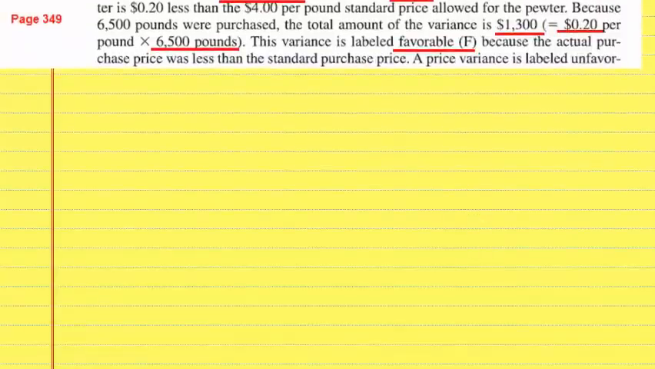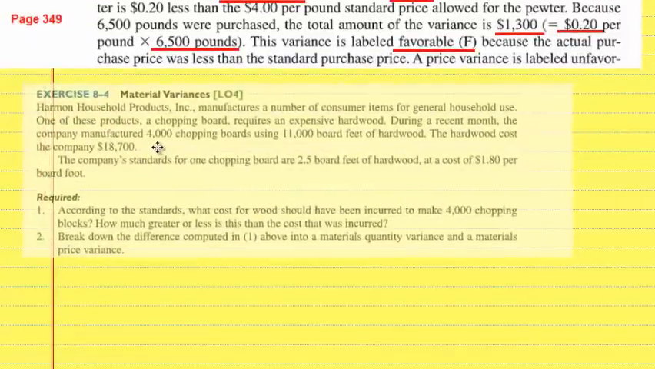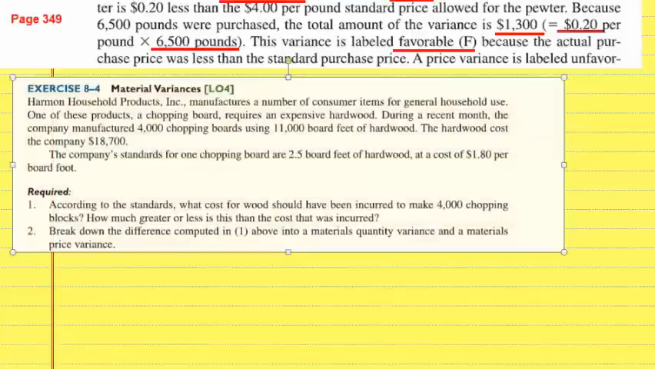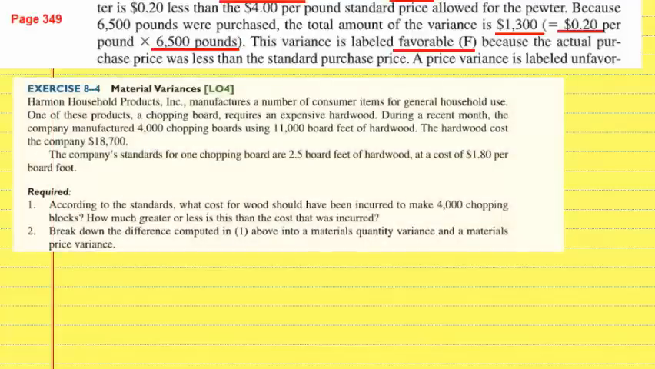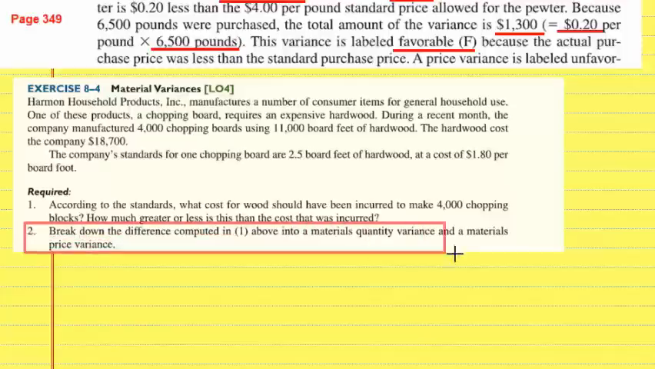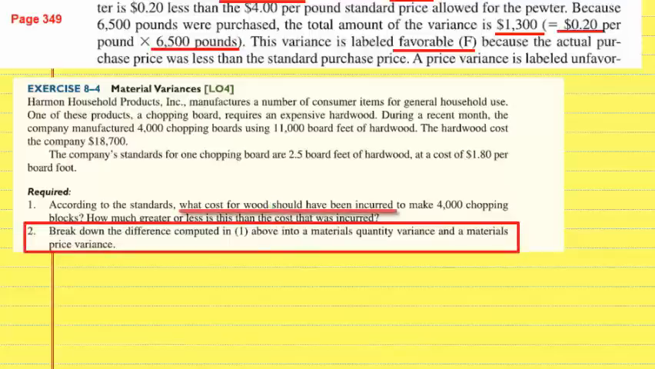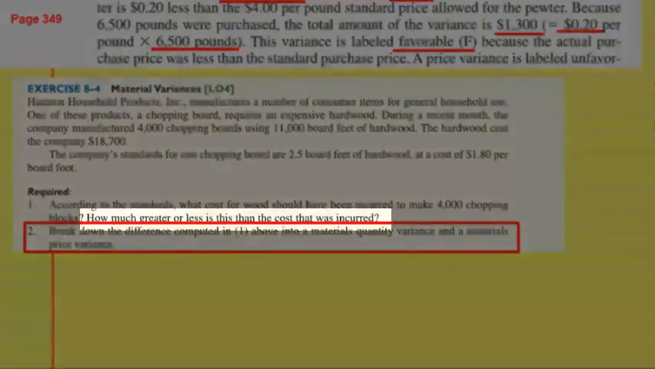Now, why don't you pause the video and see if you can work exercise 8-4. Exercise 8-4 asks you, in requirement 2, to compute the materials quantity and price variances. And requirement 1 says what cost for wood should have been incurred. That's the total standard cost to make the 4,000 chopping blocks. How much greater or less was this than the cost that actually was incurred?